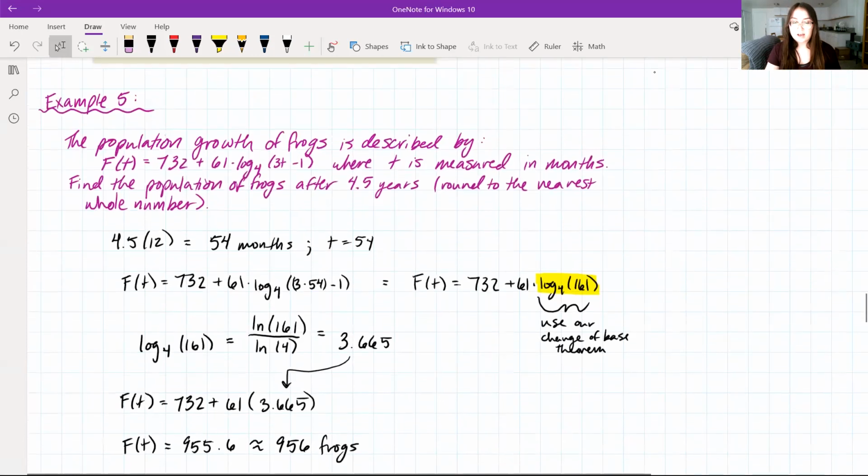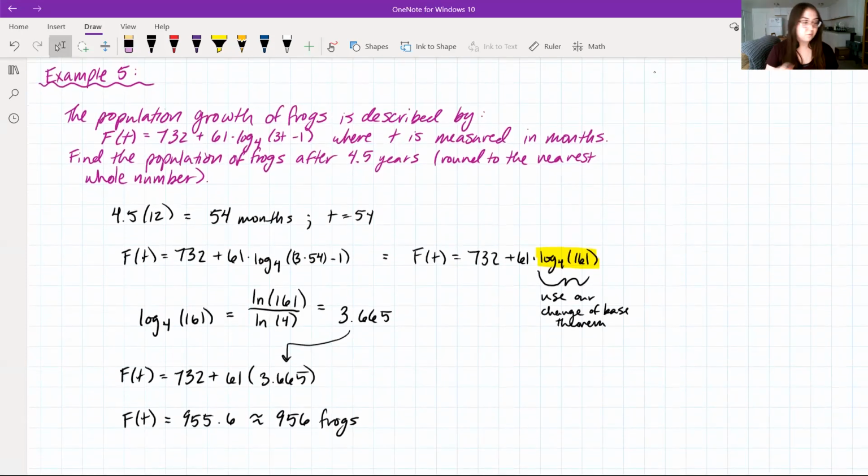So that is how we ended up being able to round to the nearest whole number using our change of base theorem when we have a different base as our logarithm.